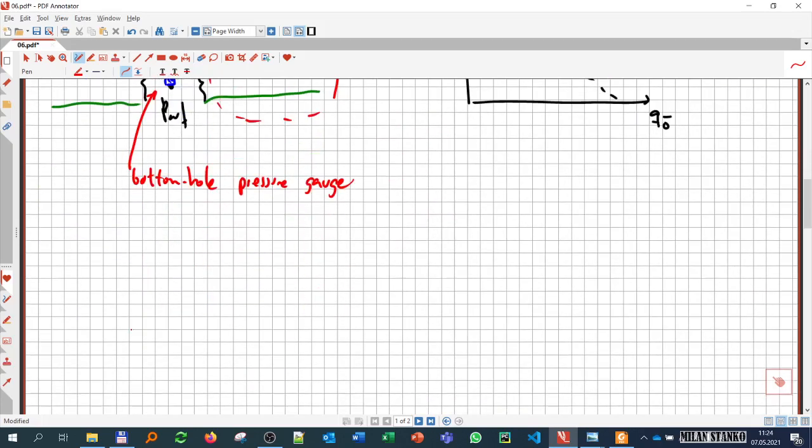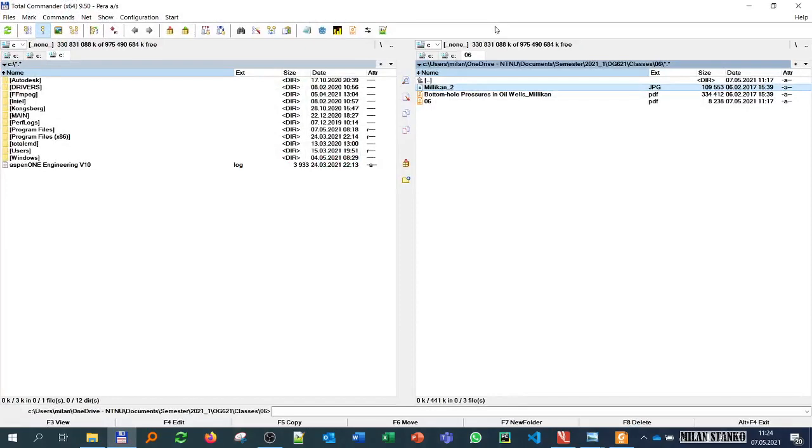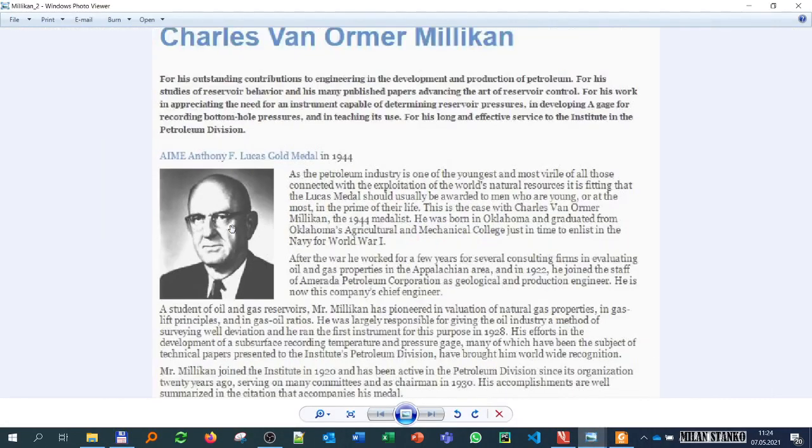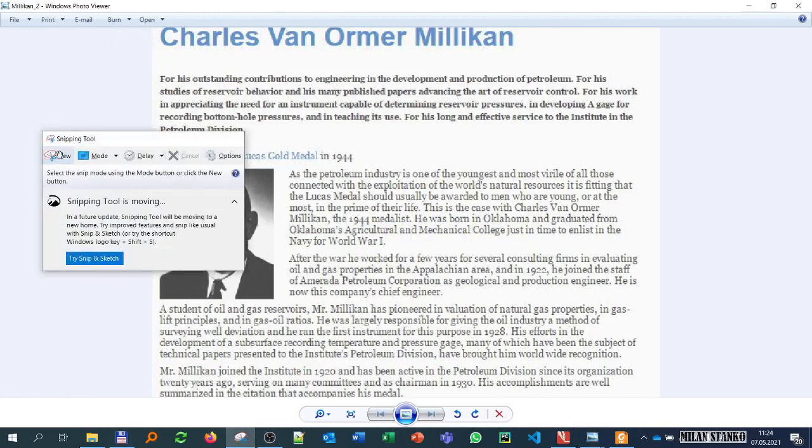So some pioneers in this area were, for example, Millikan, that I have his picture here. He was a geologist working in Amerada Petroleum Corporation, and after that had a lot of important positions in the oil and gas industry. But he was, let me just put, Charles Millikan.